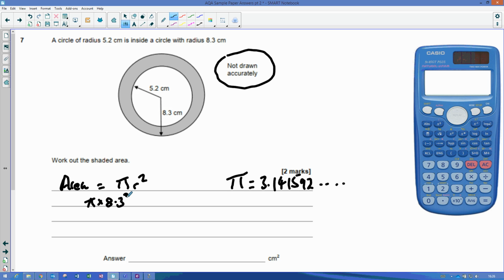So, working out the area of the big circle, we're going to want pi times 8.3 squared. On our calculator, we can type in 8.3 and then press the squared button. Then if we do times shift pi, we will get an answer out of our calculator of 68.89 pi.